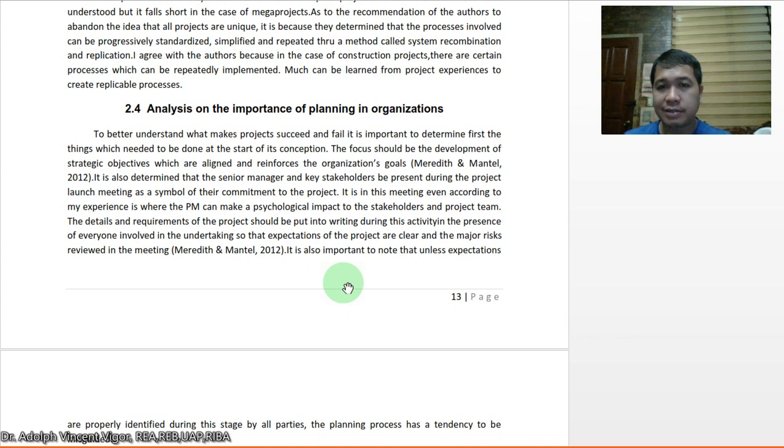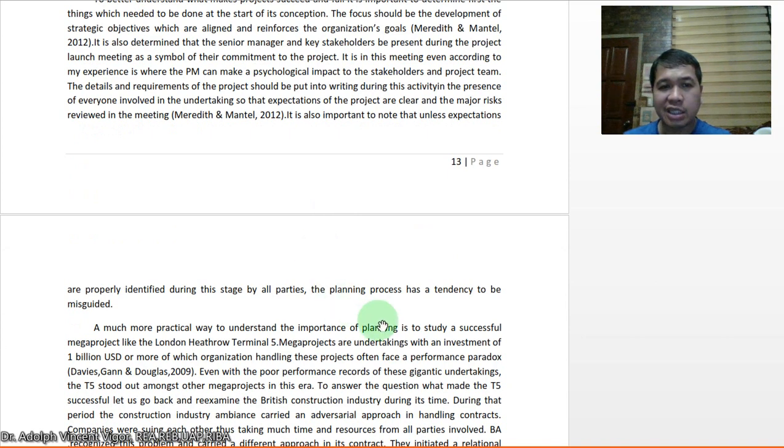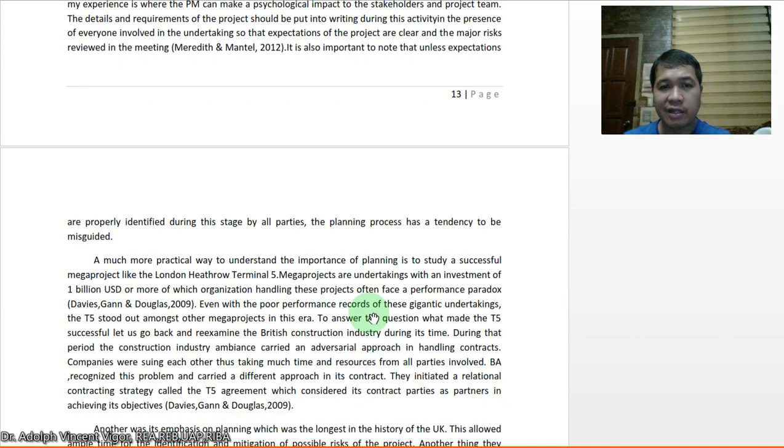It is in this meeting, even according to my experience, is where the PM can make a psychological impact to the stakeholders and the project team. The details and requirements of the project should be put into writing during this activity. So in the presence of everyone involved in the undertaking, so that expectations of the project are clear and the major risks reviewed in the meeting. It is important to note that unless expectations are properly identified during this stage by all parties, the planning process has a tendency to be misguided.